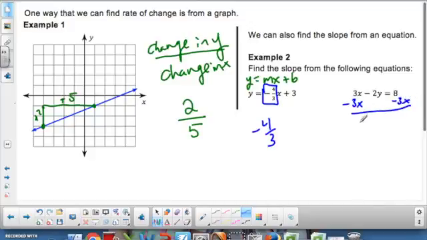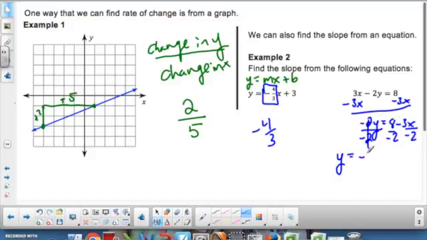That goes to 0 and leaves me with just negative 2y. Over here, I cannot subtract those because they're not like terms, so I have 8 minus 3x. Now I'm going to divide by that -2 on every single term, and that leaves me with y.